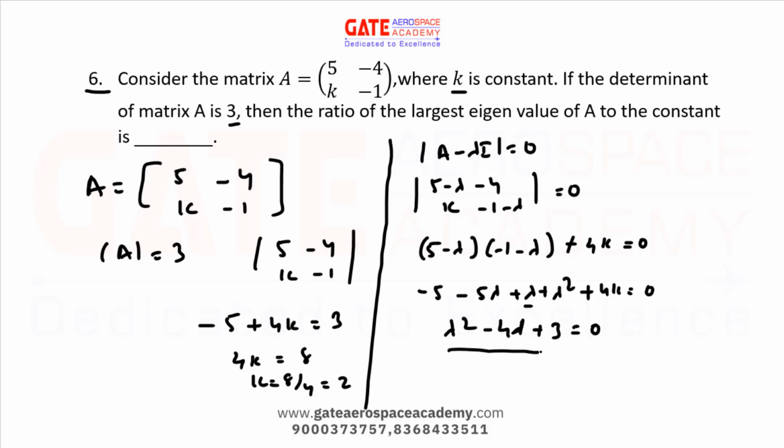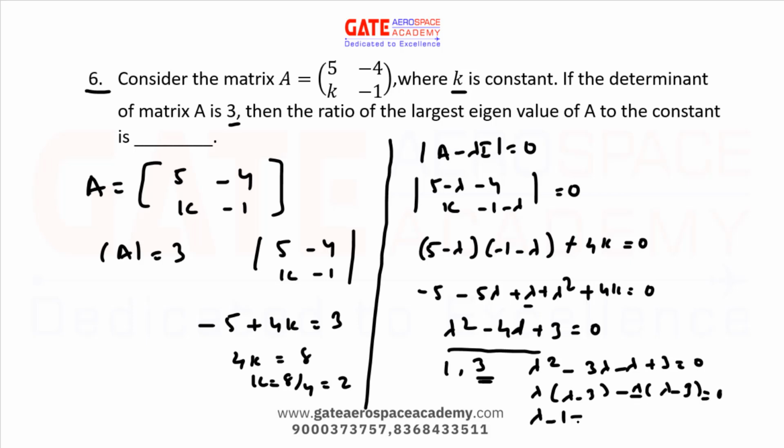Now if you find the roots of this, we know that roots are nothing but 1, 3. So what is the largest root here? How to find the root? We all know that minus 3 lambda minus lambda plus 3 equal to 0. If I take lambda minus 3, minus 1, lambda minus 3 equal to 0. So lambda minus 1 equal to 0, lambda minus 3 equal to 0. We got lambda equal to 1, lambda equal to 3.